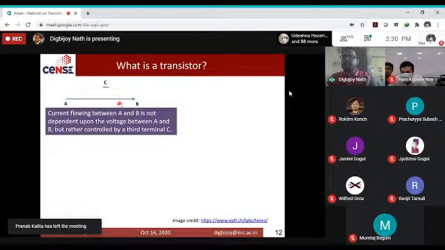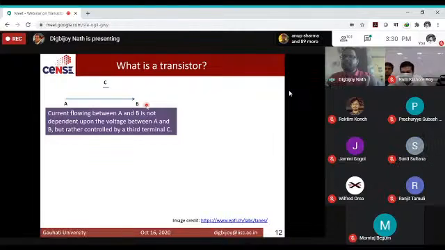A transistor is a unique device in which the current flowing between A and B does not depend so much on the voltage difference between A and B, but on a voltage that you are applying or a current that you are supplying at a third terminal, C. So you are able to control the current in a material by controlling the voltage or current on a third control. This is a very beautiful concept.